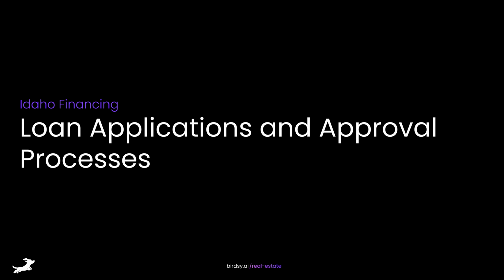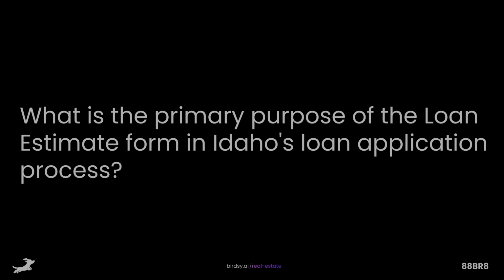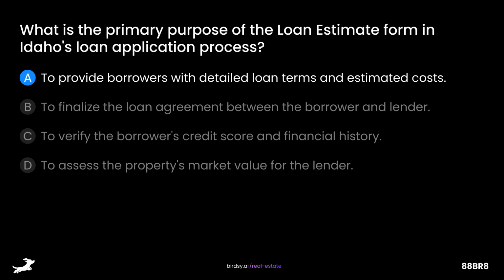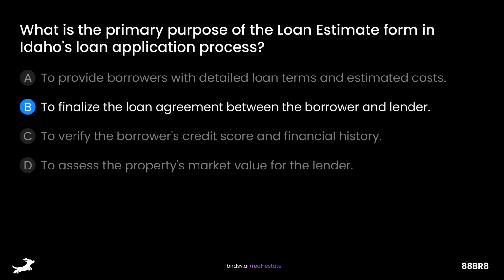Loan applications and approval processes. What is the primary purpose of the loan estimate form in Idaho's loan application process? Is it A, to provide borrowers with detailed loan terms and estimated costs? B, to finalize the loan agreement between the borrower and lender? C, to verify the borrower's credit score and financial history? Or D, to assess the property's market value for the lender?